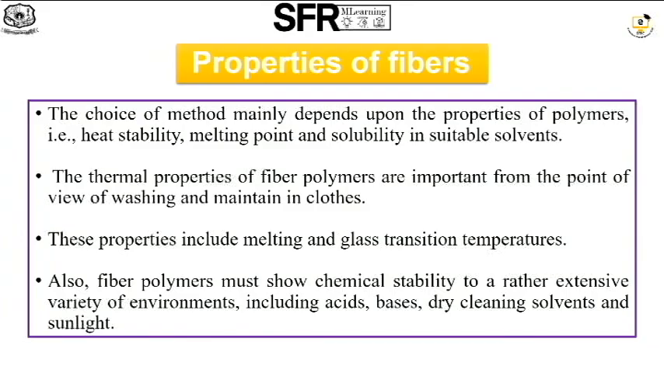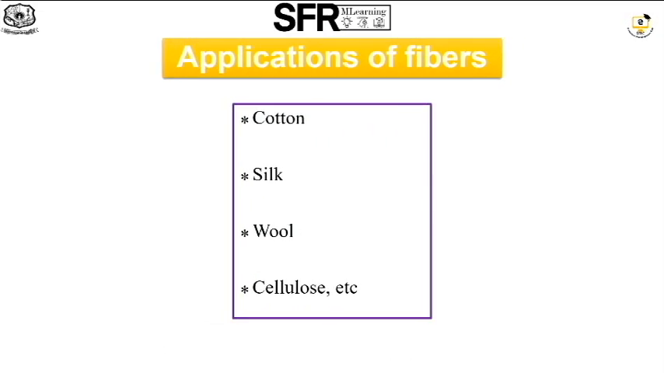To improve these fiber properties, to increase or decrease resistance, or to make them water or fireproof, chemical treatment is done. The choice of method mainly depends upon the properties of polymers, heat stability, melting point and solubility in suitable solvents. Next, the fibers are used in a variety of applications, that is cotton, silk, wool, cellulose, etc. Metallic and ceramic fibers also have similar qualities to those of polymer fibers.